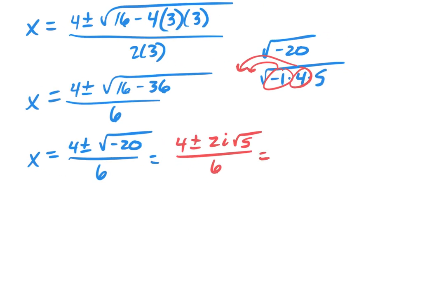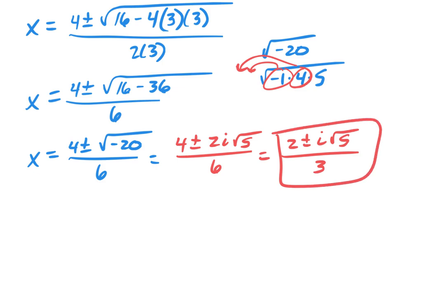But the one thing we can do here, and we talked a lot about simplifying fractions: if I can take something out of all 3 of these, I'm going to take it out, okay? All of these have a 2 in common. And so this would be 2 plus or minus i radical 5 all over 3. And that would be my answer.